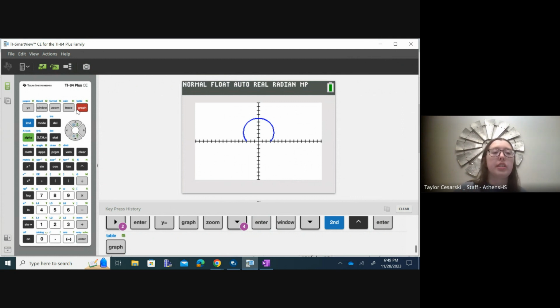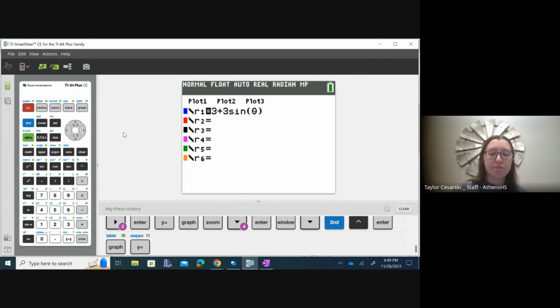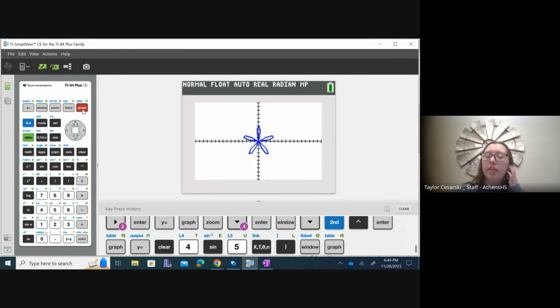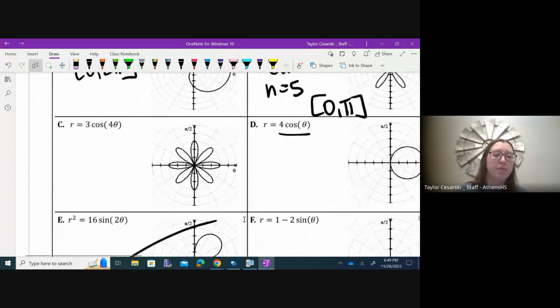So you can always kind of check if you have your calculator. Let's do what's the one we just did, 4 sine of 5 theta. And I'm on the window 0 to pi. That one does graph the whole curve, and that's really pretty too. Okay, so you can check by using your calculator in polar mode.